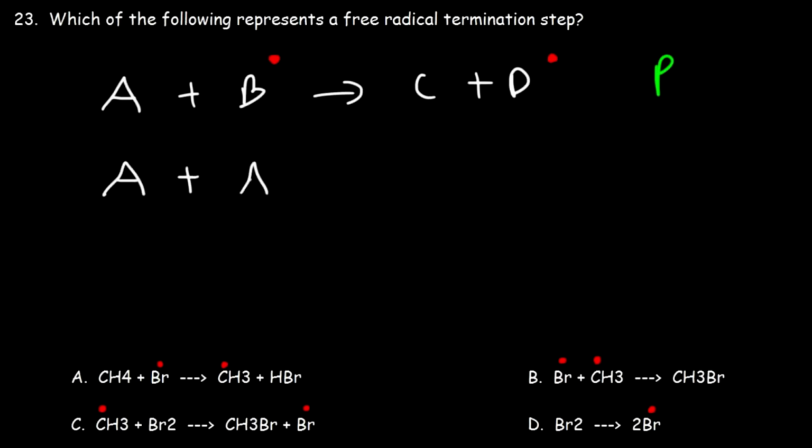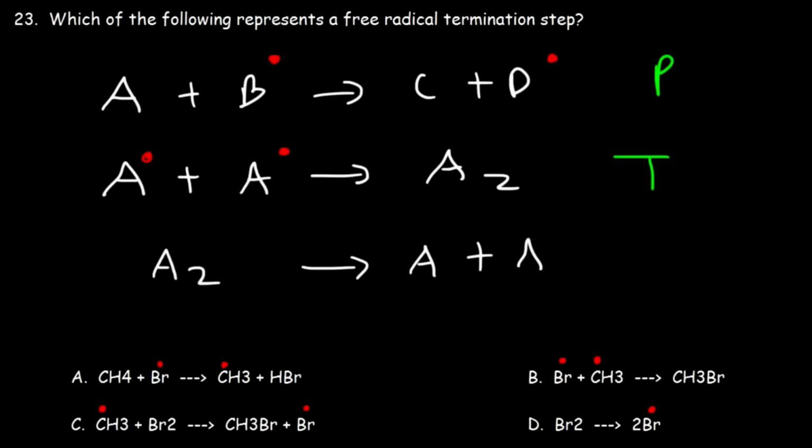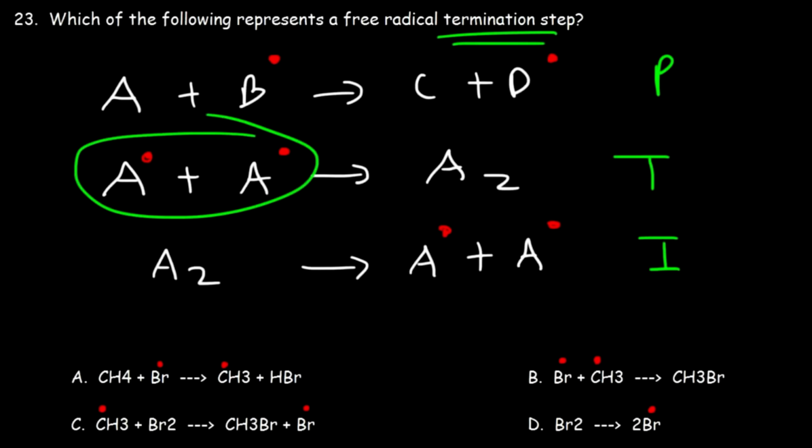Now let's say you have 2 radicals on the left side, this is going to be a termination step. And if you have 2 radicals on the right side as opposed to the left side, this is an initiation step. And that's a quick and simple technique to distinguish initiation from propagation and from termination. So we're looking for a termination step. So we're looking for the reaction that has 2 radicals on the left side.